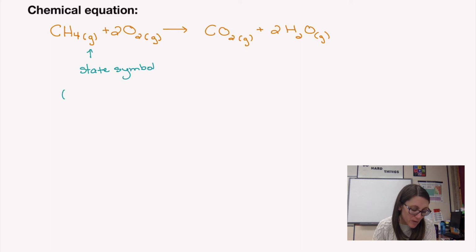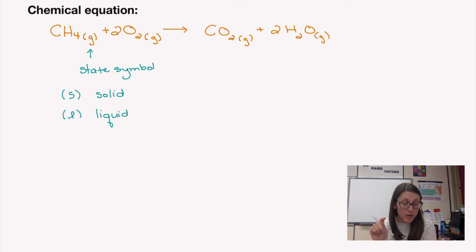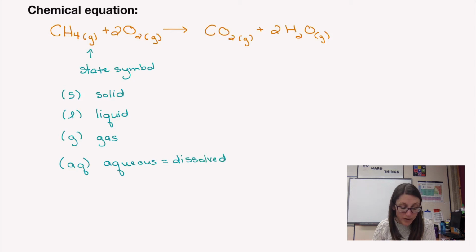So these symbols that you'll be seeing: if something is a solid, you'll see a little S in parentheses after the chemical formula. If something is a liquid, there'll be an L. I tend to use a cursive letter L because it doesn't look like a number 1. G is for gas. And in parentheses, if you see AQ, this is aqueous, which means that whatever that material is, it is dissolved in water.